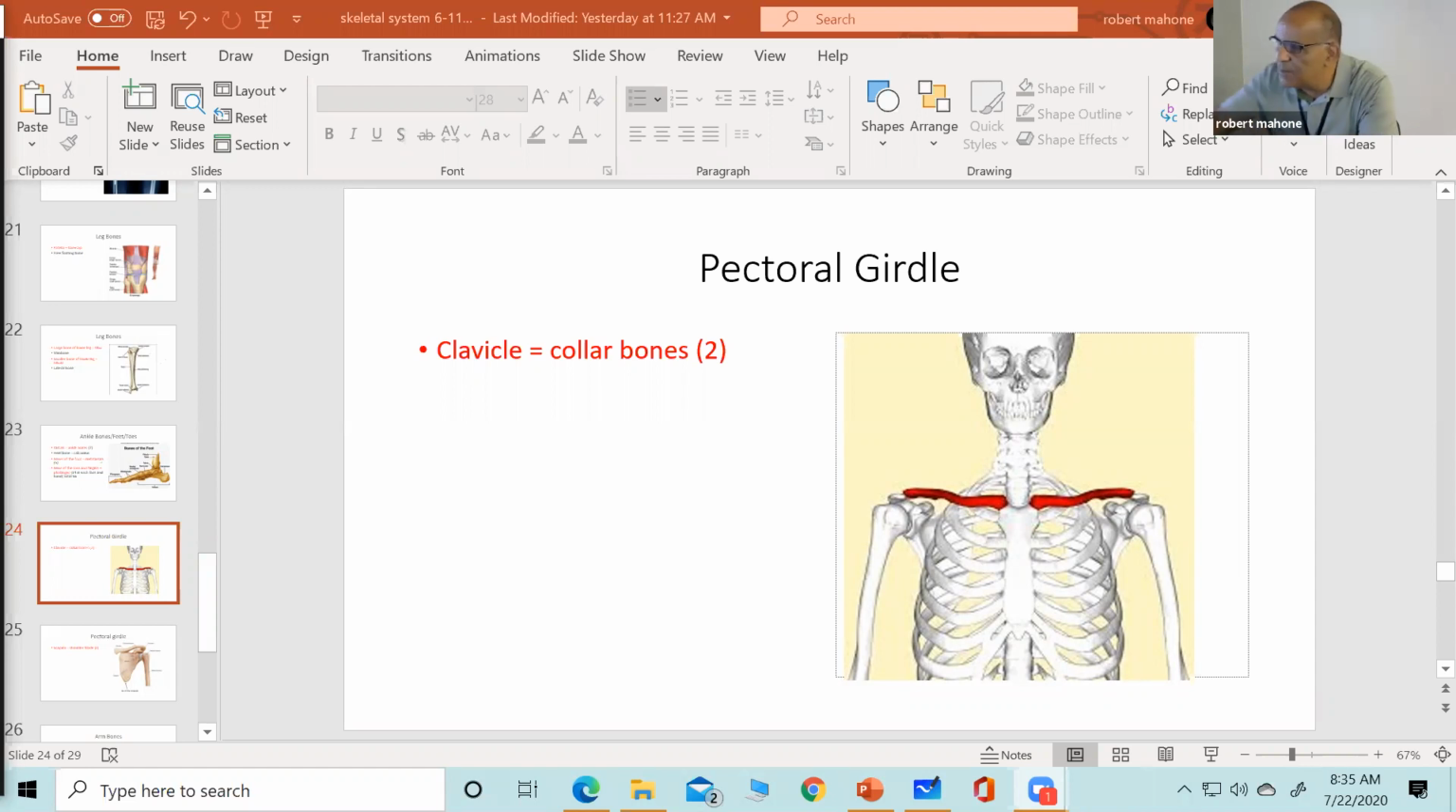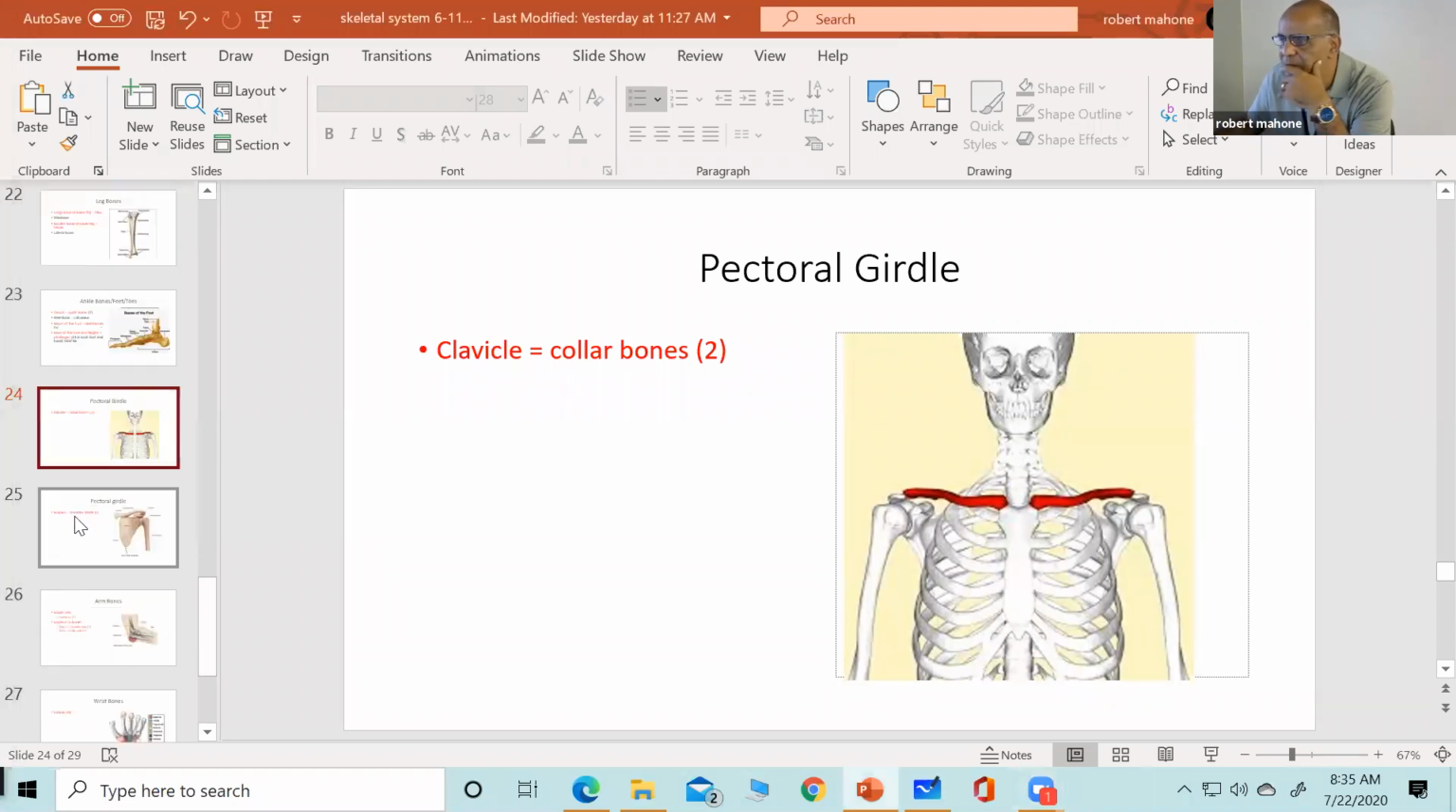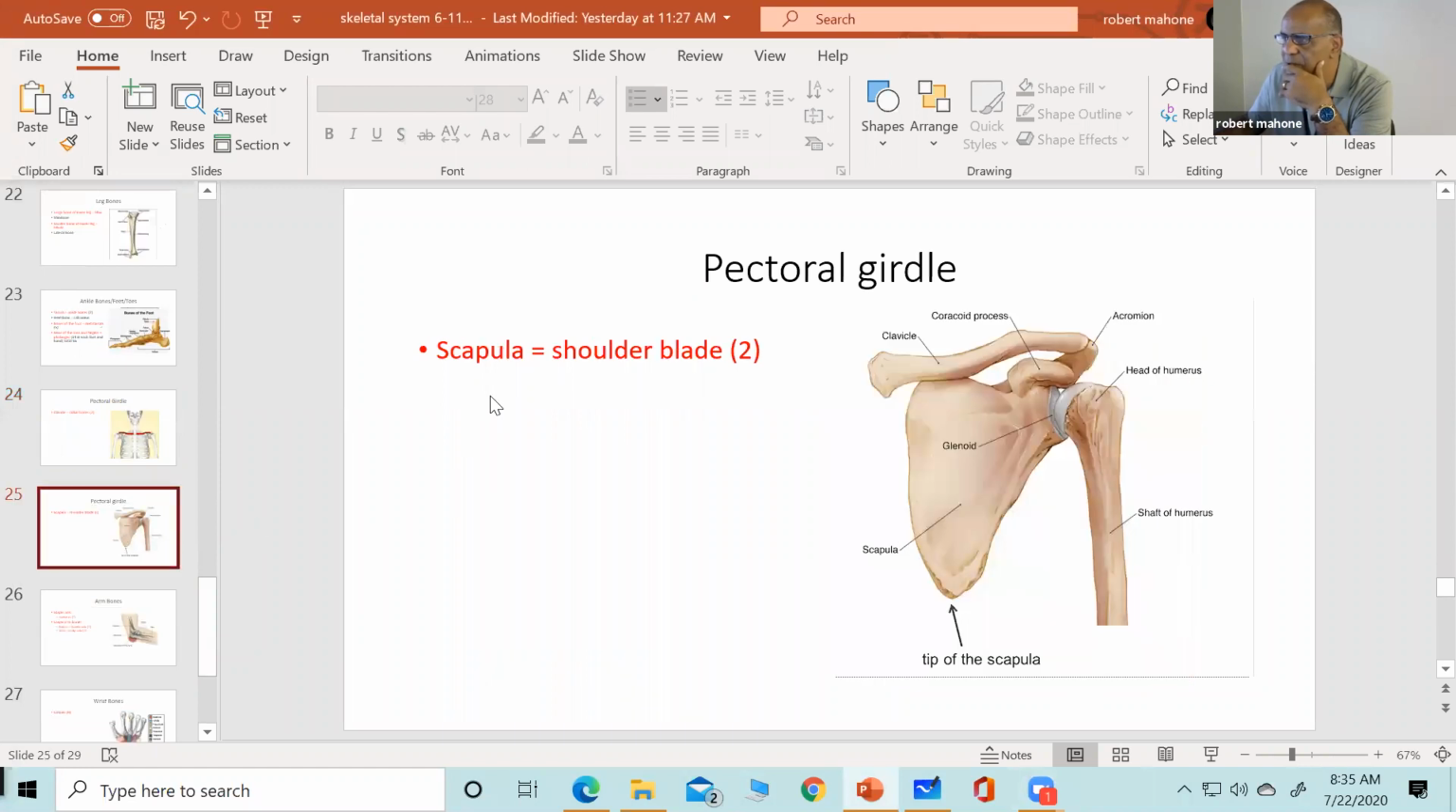so we talked about the collarbones, also called your clavicle is the actual name for those. And moving on then to the shoulder blades, which are called scapula. We talked about these a little bit when we mentioned the spine of the scapula and the muscles of the rotator cuff, all located around the scapula.